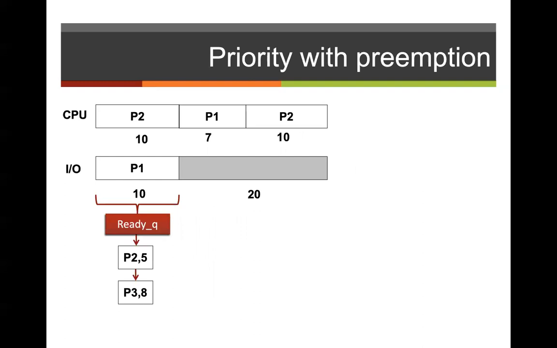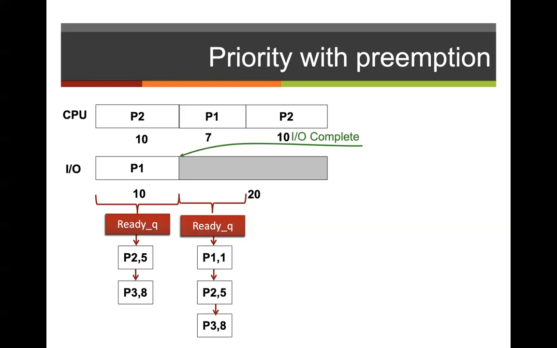And so let's consider our priority scheduling with preemption. In this regard, on the CPU, we have P2 that is executed with a time of 10 seconds, P1 with a time of 7, and P2 with a time of 10. With regards to our IO, we have P1 executing with a time of 10. In our ready queue, we have P2 with a time of 5 and P3 with a time of 8.